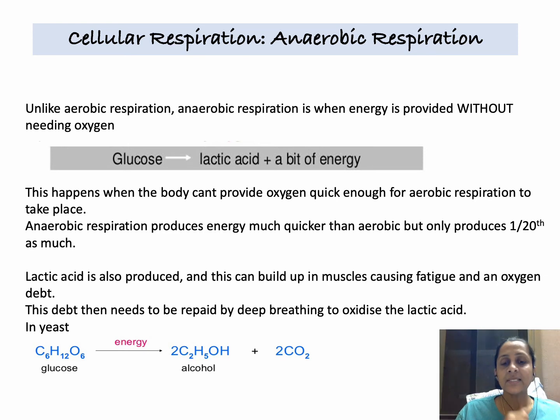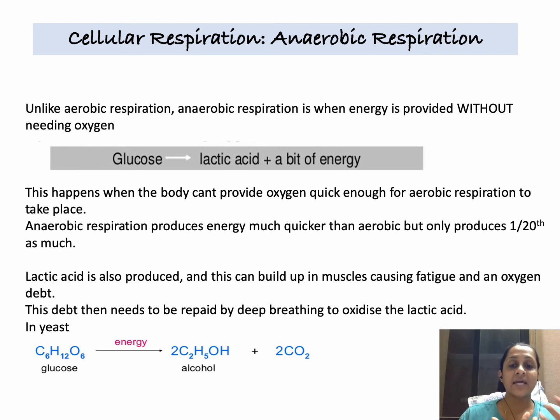This happens when, suppose you're running in a race and all of a sudden there is less oxygen, but you need energy to finish that race. During that time your body starts doing anaerobic respiration. That is, it will break the glucose which is there in your body without oxygen. It will give you energy, but it will also produce lactic acid, which later on is going to give you fatigue, that is tiredness, and it is going to give you cramps.